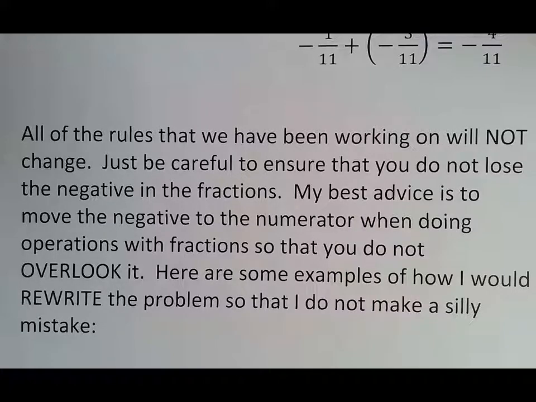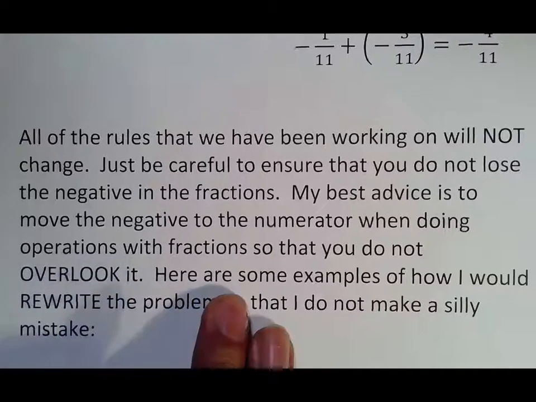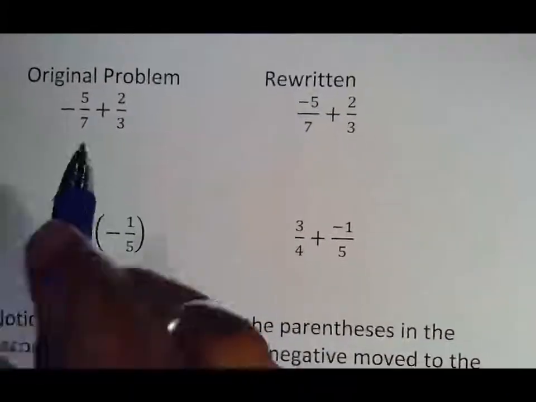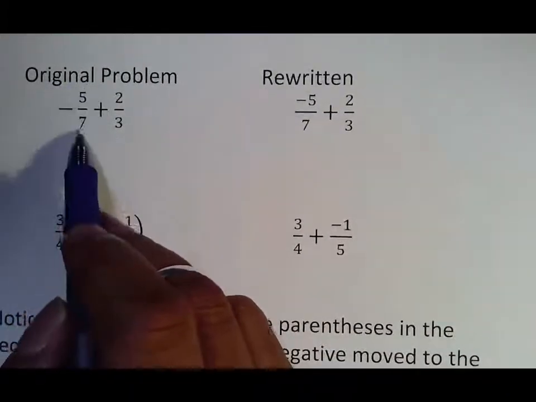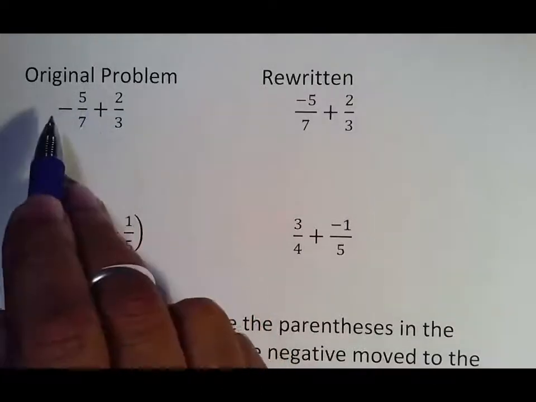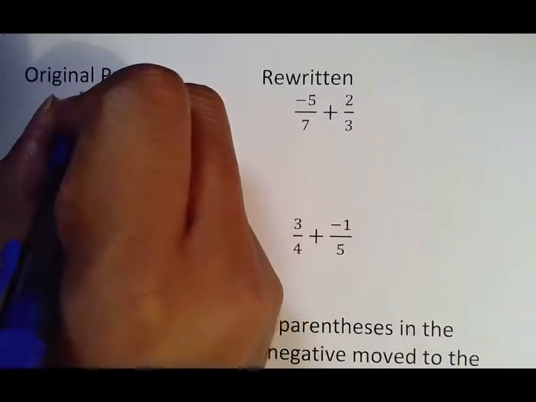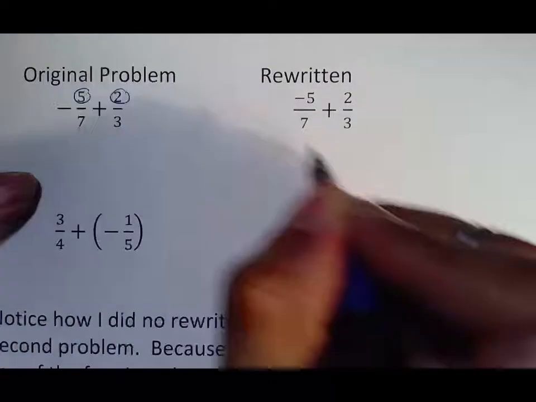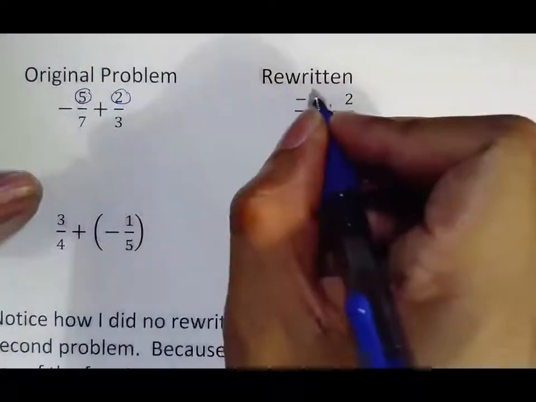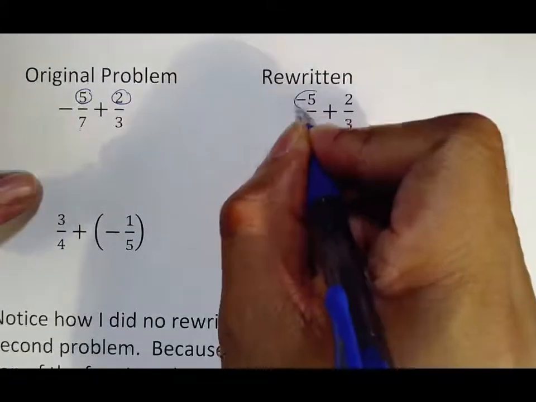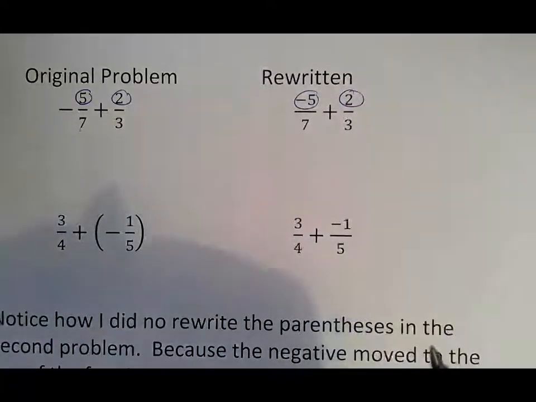So some examples of how I would rewrite the problem so you don't make a silly mistake. I would take something like this, -5/7 plus 2/3, and I would rewrite it moving the negative up to the 5. Because when you look only at the 5 here, you see a 5 and a 2, therefore you accidentally add them. Whereas here, you can see that it's definitely a -5 and a +2.